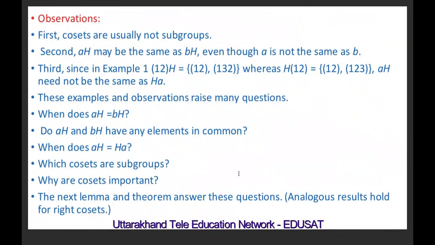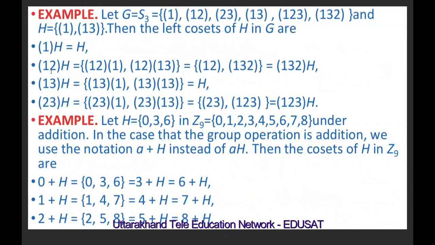So we observe some things. First, the cosets are usually not subgroups. Secondly, aH may be the same as bH even though a is not the same as b. Third, since in the first example (1 2)H is equal to {(1 2), (1 3 2)}, whereas H(1 2) is equal to {(1 2), (1 2 3)}, therefore aH need not be the same as Ha.